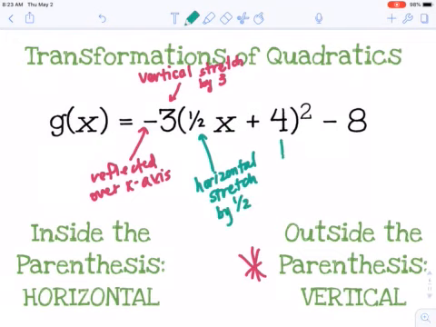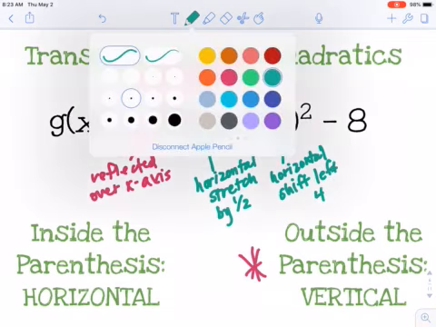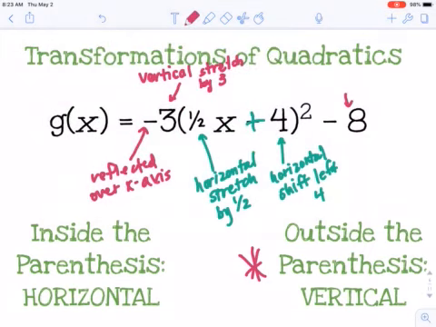Okay, the 4 is also inside the parentheses, so that is also something horizontal, but this time it's being added or subtracted, so I know that's a horizontal shift. Remember also that this +4 means that it's actually going to the left 4. It's the opposite of what you would think. Okay, then going back outside the parentheses, this -8 is a vertical shift down 8.